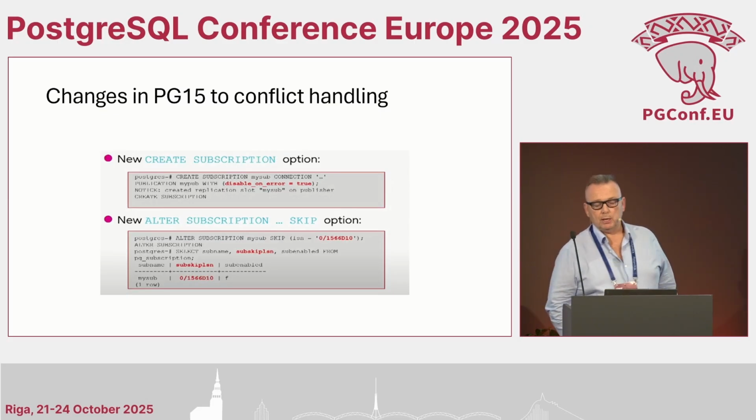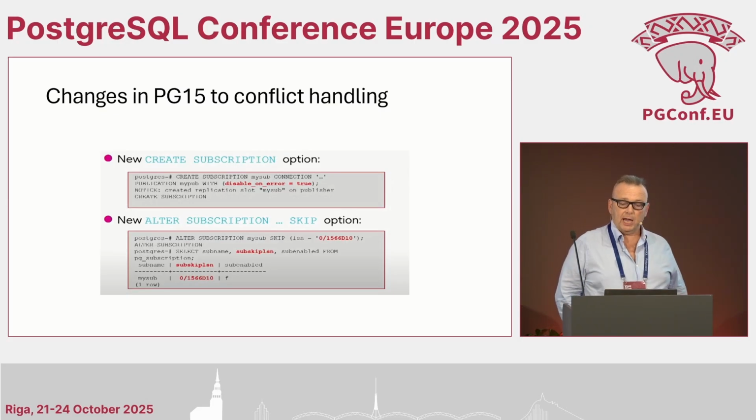And so since Postgres 15, one of the improvements was disable on error. This option allowed a subscription worker to automatically break out of a restart loop by disabling the subscription. And so this avoided the continuous loop.